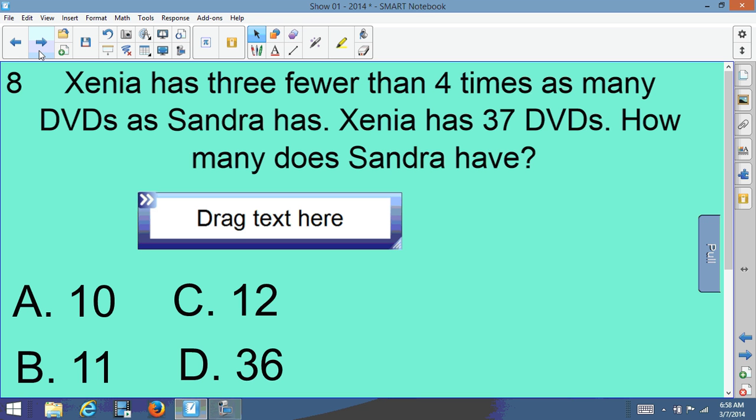Xenia has 3 fewer than 4 times as many DVDs as Sandra has. Xenia has 37 DVDs. How many does Sandra have? Okay, all right.